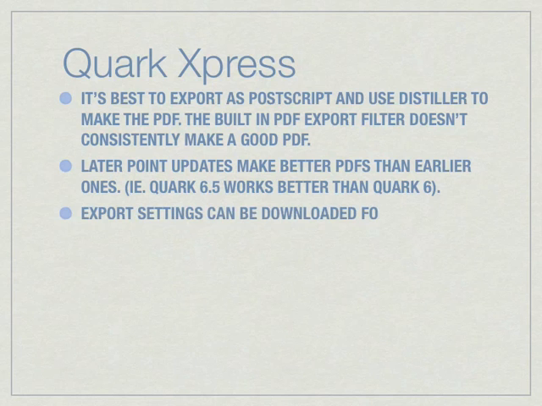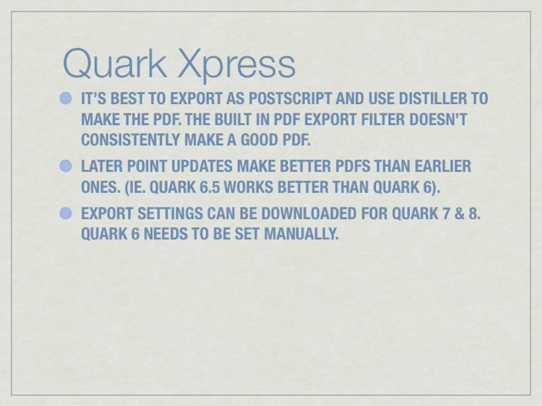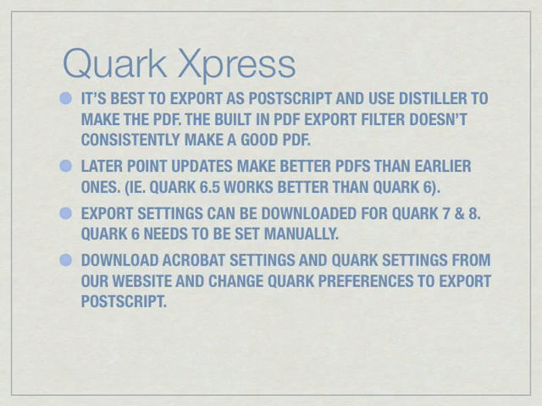Now you can download export settings for Quark 7 and 8 directly from our website. Unfortunately, Quark 6 needs to be set up manually, but I do have PDFs that show you how to do that right on the website as well. And then the next step after downloading the Quark settings is to download the Acrobat settings. If you haven't already, go ahead and download the JSM job options and install those in Distiller.